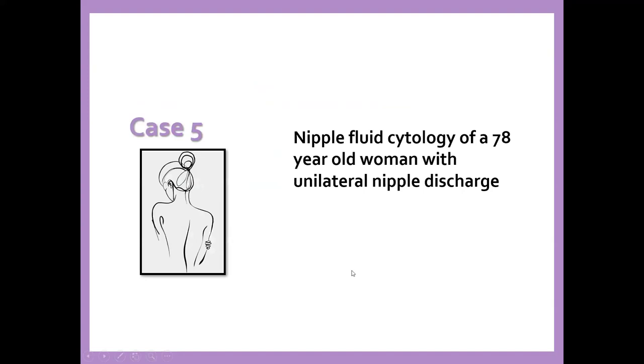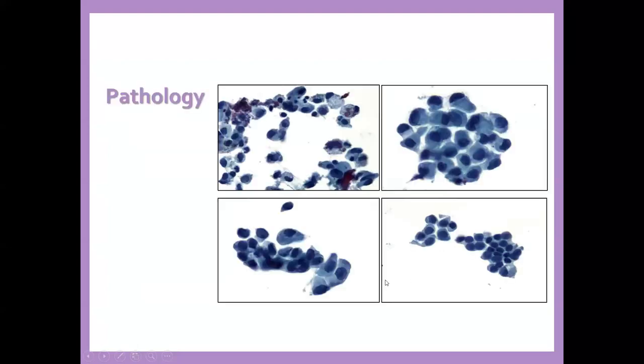This is my last case. It's a nipple fluid cytology of a 78-year-old woman with unilateral nipple discharge and no other abnormalities. And this is the cytomorphology of that. You see all these highly hyperchromatic individual cells. They're very irregularly shaped, they're very different, and there's no other cell associated with that.